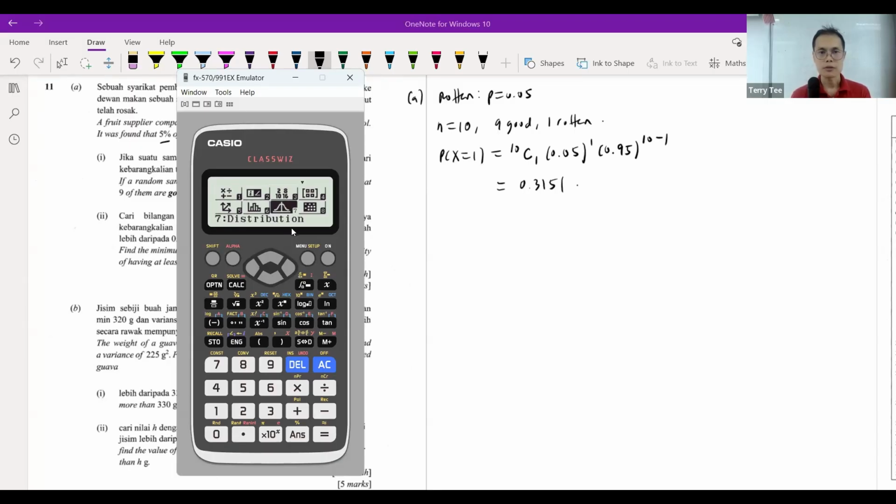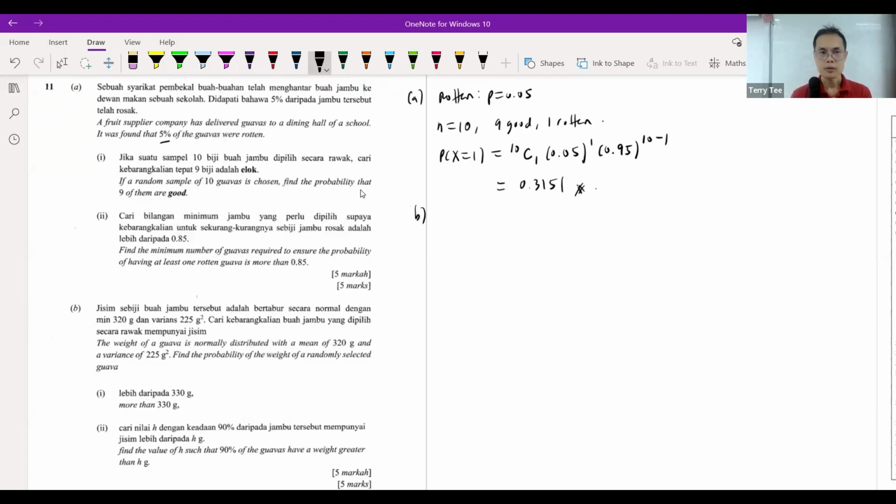Another way of doing this is to use this function in your calculator, distribution. So you go to number 4 for binomial distribution, binomial PD. Go to number 2 for variable. Your x is 1. Your n is 10 because your sample size is 10. Your probability of rotten is 0.05. You should get 0.3151. Okay. All right. So that is part A, Roman 1.